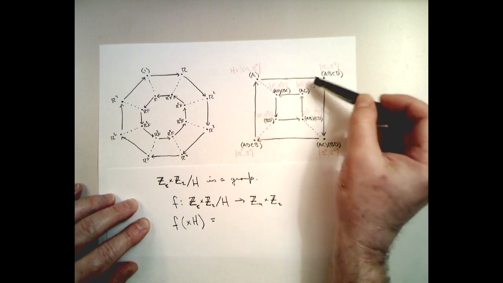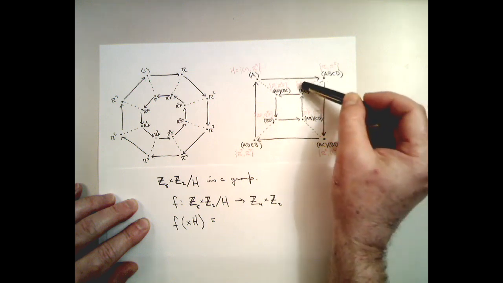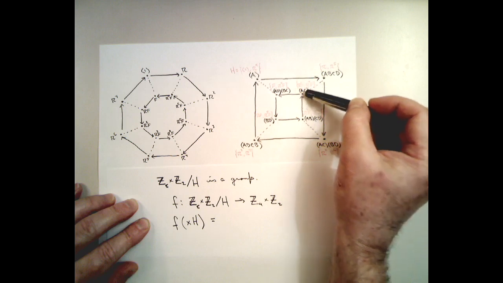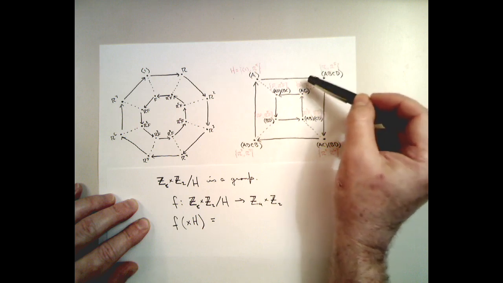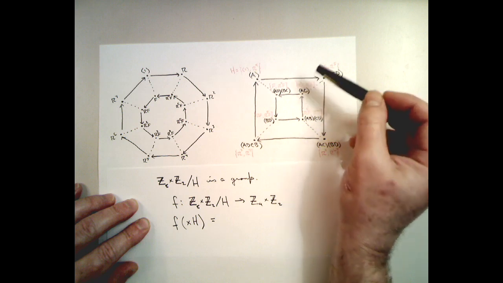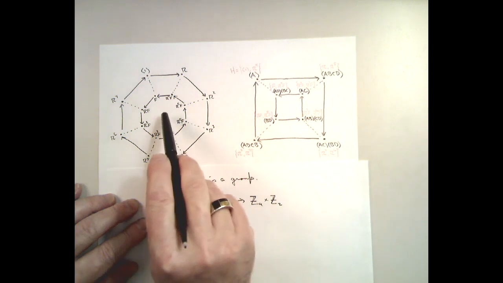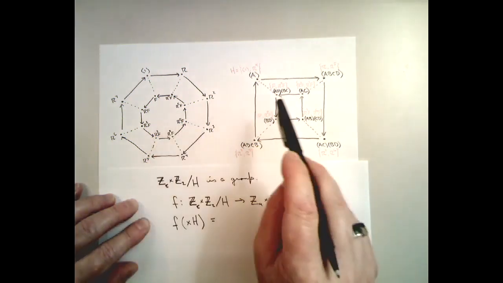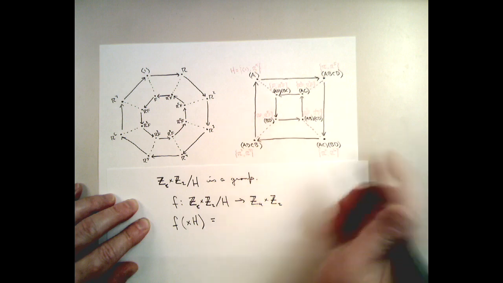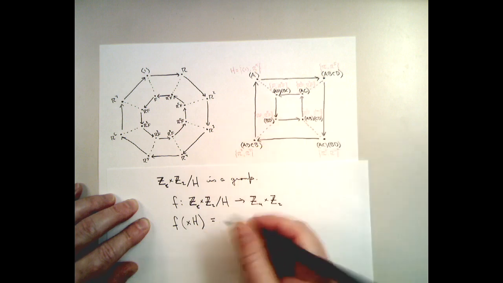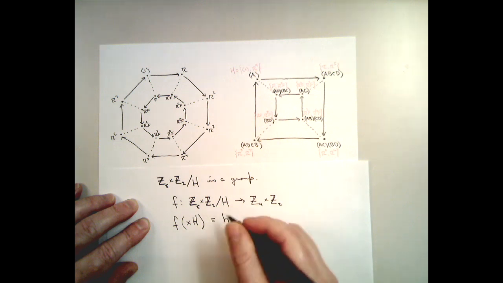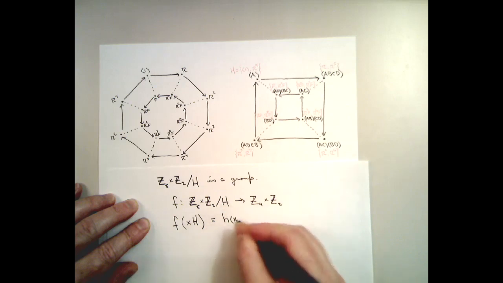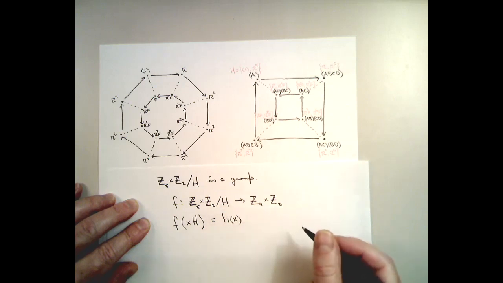So for instance, I'm sending R3F to AC. How are those related? Well, AC was the image under the homomorphism that I defined between Z8 cross Z2 and Z4 cross Z2. So if I let H be the name of the homomorphism, then I'm sending this coset to the image under H.